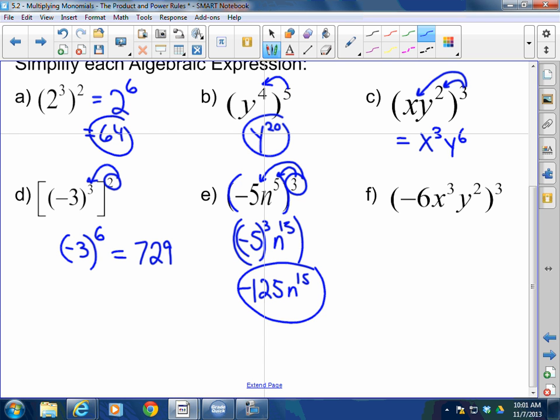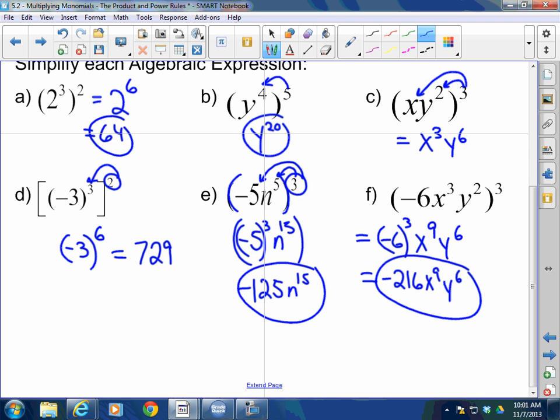Here I've got negative 6 in parentheses cubed, x to the 9th, y to the 6th. So that's going to be negative 216, x to the 9th, y to the 6th. Does that make sense?